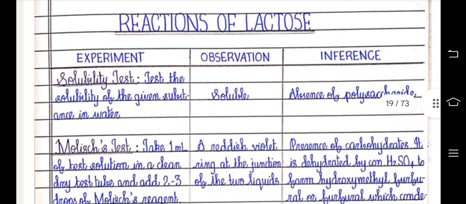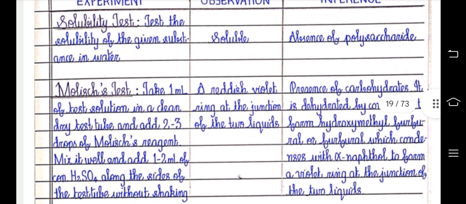Hence, osazones of maltose and lactose are formed only on cooling. Reactions of lactose. Remember, lactose is a disaccharide, that's why we are dealing with it separately. Okay. First, the solubility test. Test the solubility of the given substance in water. Soluble indicates absence of polysaccharide.